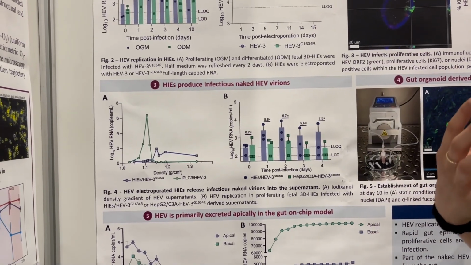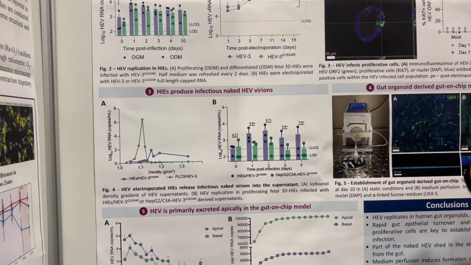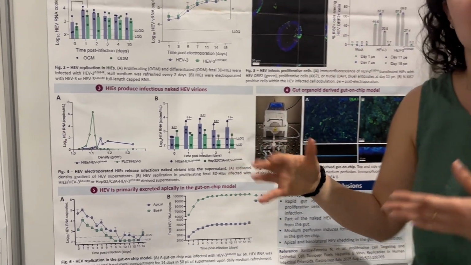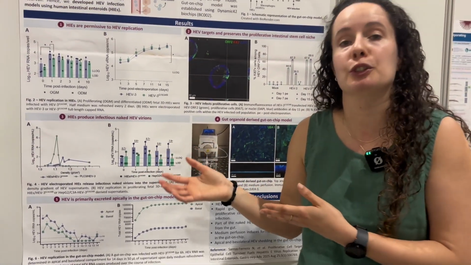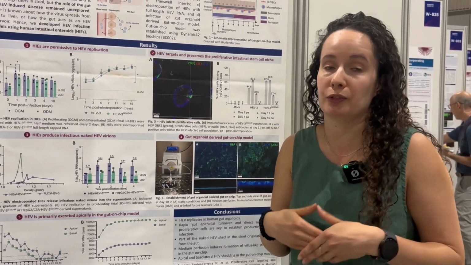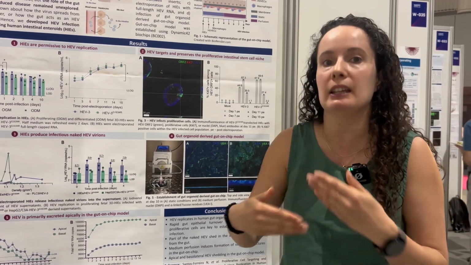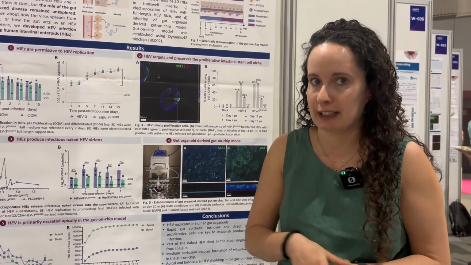So if we think about the way that the virus is transmitted, this hints that the gut is actively producing naked virions that are secreted in the feces, that will then be responsible for the transmission of the disease, but also that could reinfect other regions of the gut or cross the blood barrier and go to the liver and actively infect the liver over and over again.